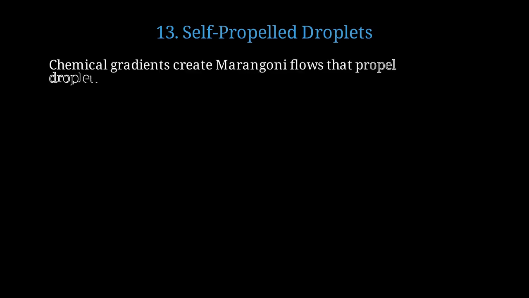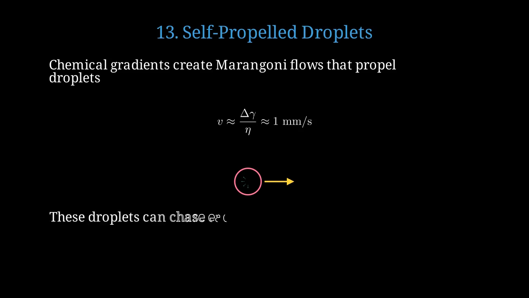Some chemical droplets can even move themselves, showing primitive forms of locomotion. Chemical gradients on the droplet surface create Marangoni flows, surface tension gradients that can propel droplets like tiny chemical motors. The propulsion velocity is roughly the surface tension gradient divided by viscosity, giving speeds around 1 millimeter per second. The droplet pushes fluid backward on one side, propelling itself forward like a microscopic jet engine. Remarkably, these self-propelled droplets can chase each other, avoid obstacles, or form trains of multiple droplets moving together.